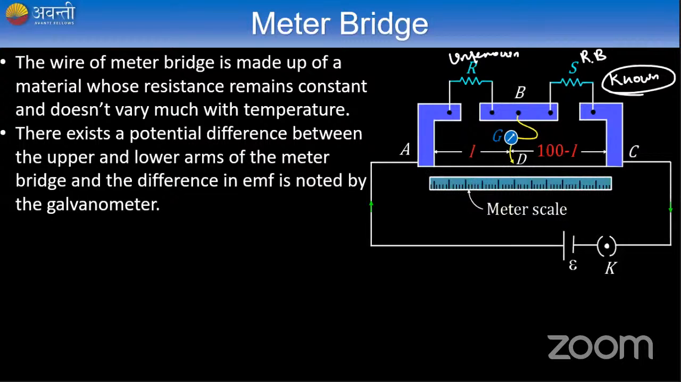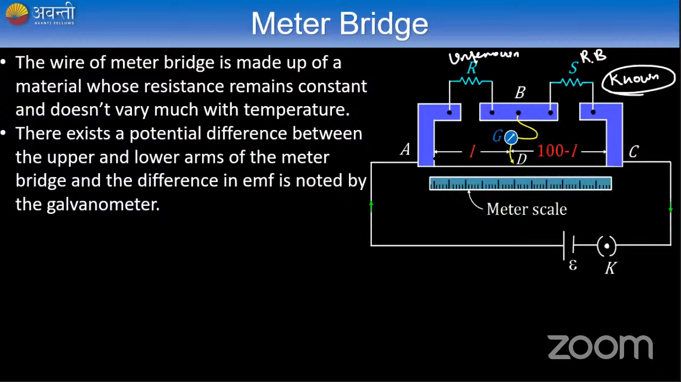Now what will I do? As I move along the length of the conductor, the current flowing through this wire, or the current flowing through the galvanometer, also varies. As I move along the wire, the potential varies and the galvanometer current also varies. So the jockey is slid over the 1 meter wire till a point where there is zero deflection in the galvanometer.